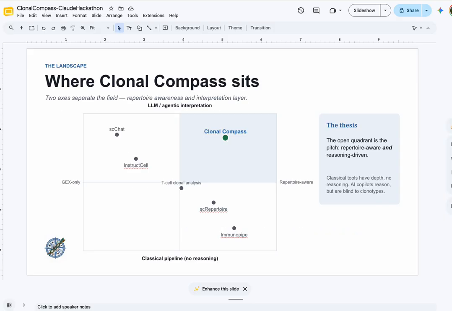I built it because the landscape has a gap. Classical repertoire tools are strong at computation but do little interpretation. General single-cell AI assistants reason over gene expression but aren't repertoire aware. Clonal Compass sits in that open quadrant. It pairs clone expansion evidence with a Claude-powered interpretation layer while keeping the output grounded and reviewable.